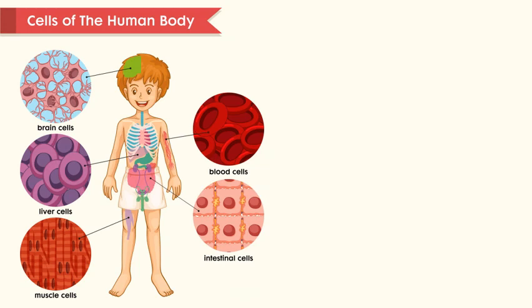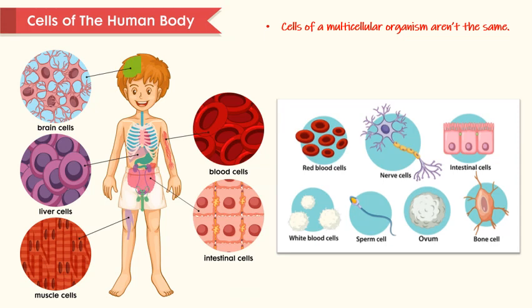Okay, so the human is a multicellular organism, and as we know, multicellular organisms are made up of many types of cells. Look at these types of cells: brain cell, liver cells, muscle cells, blood cells, intestinal cells. Every type of cell has a different size, different function, and different shape.